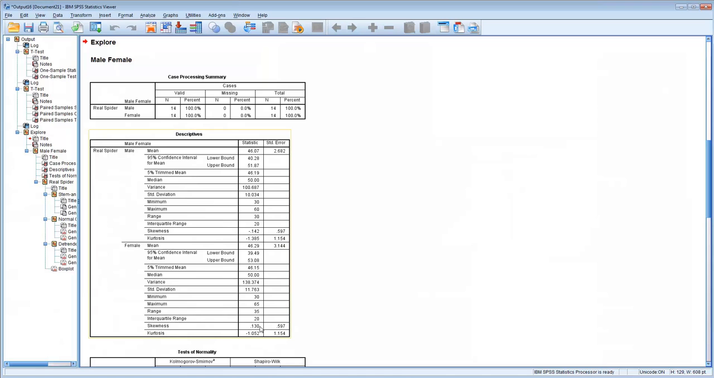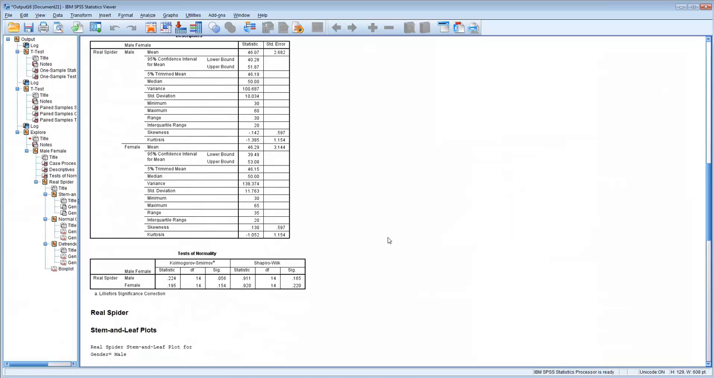Same thing happens here. Now I can see that these guys are a little bit flat in terms of kurtosis. This might be because I have relatively small sample sizes. I have 14 participants that are male, 14 that are female. That might be the case for that.